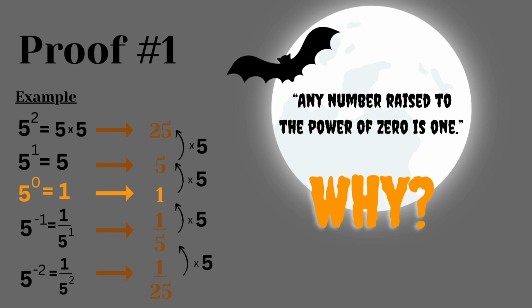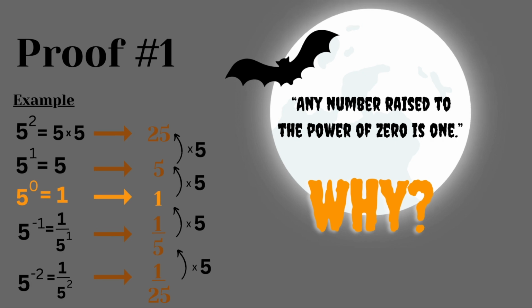In this example, reading from top to bottom, I have 5 squared, then 5 raised to the power of 1, then 5 raised to the power of 0, then 5 raised to the power of -1, and then 5 raised to the power of -2. If I go through and solve every exponent listed on the left side of these examples, we get answers which I have in orange. Reading from bottom to top, we have 1 over 25, then 1 over 5, then 1, 5, 25.